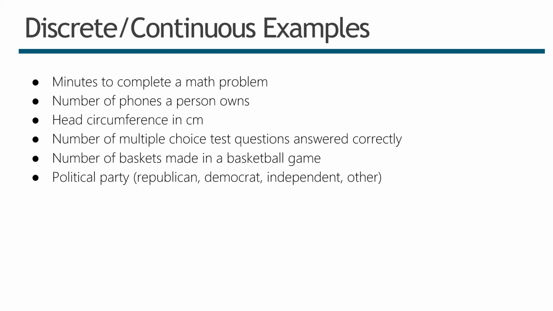Number of multiple choice test questions answered correctly, you either get it right or wrong. So in this case, fractions do not make sense. There are no possibilities between, say, getting 5 right and 6 right, right? So that would be discrete. The number of baskets somebody made in a basketball game, right? You can't make a half of a basket, so only whole numbers make sense, and since fractions don't make sense, that would be a discrete variable.